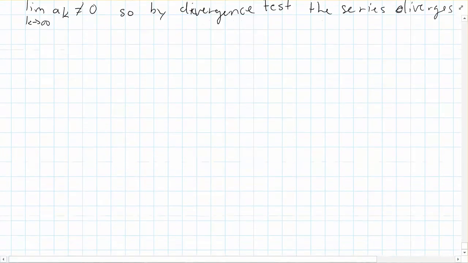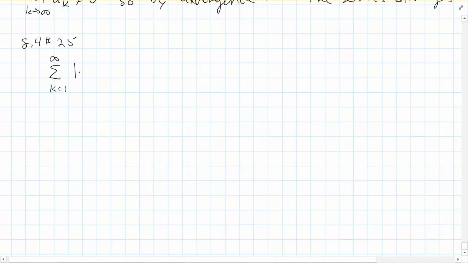Okay, so I also had a question here on section 8.4, number 25. And this is the sum from k equals 1 to infinity of k e to the negative 2k squared. Well, let's kind of go through the tests here again. I'm going to write them off to the side.